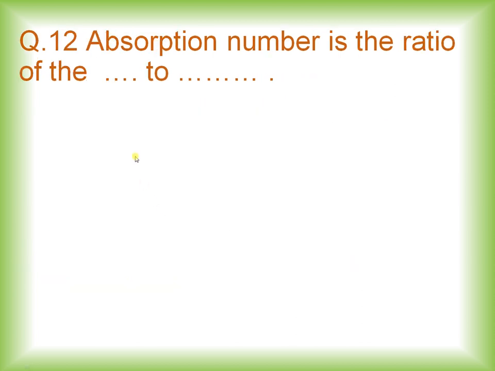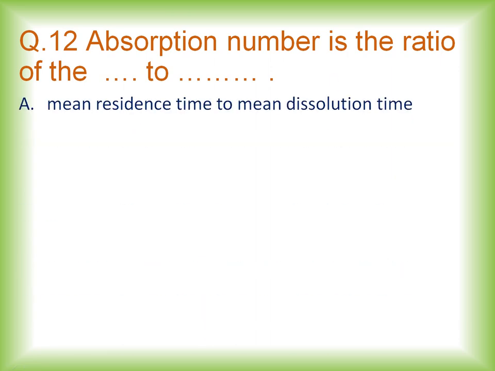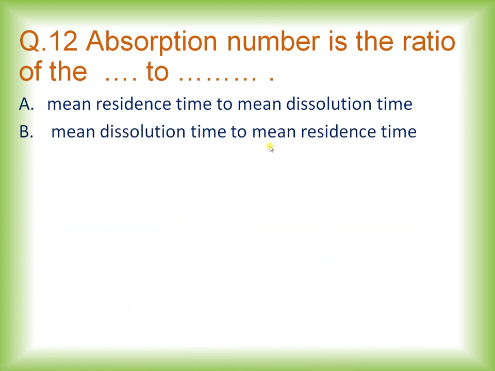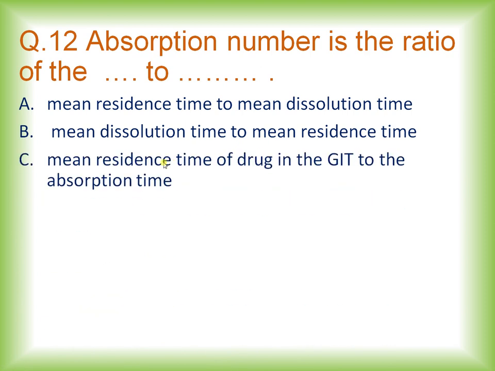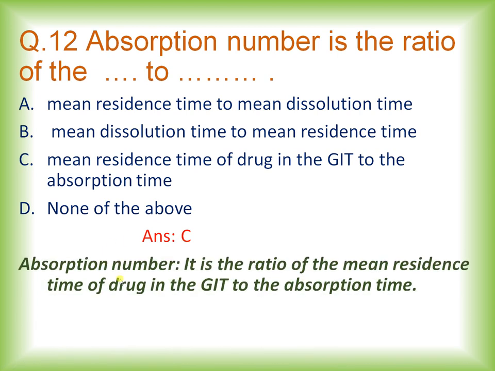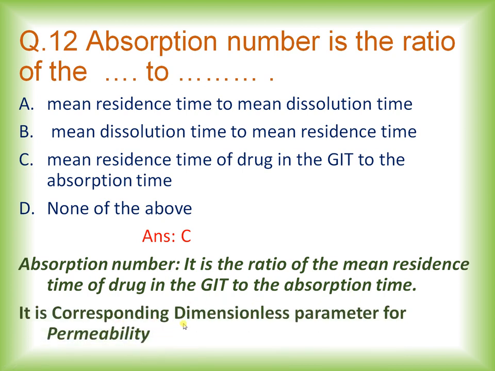Now coming to the next question, absorption number is the ratio of: mean residence time to mean dissolution time, mean dissolution time to mean residence time, mean residence time of drug in the GIT to the absorption time, or none of the above. And the right answer is option C. So absorption number is the ratio of MRT, that is mean residence time of a drug in the GIT, to the absorption time. It is a corresponding dimensionless parameter for permeability.